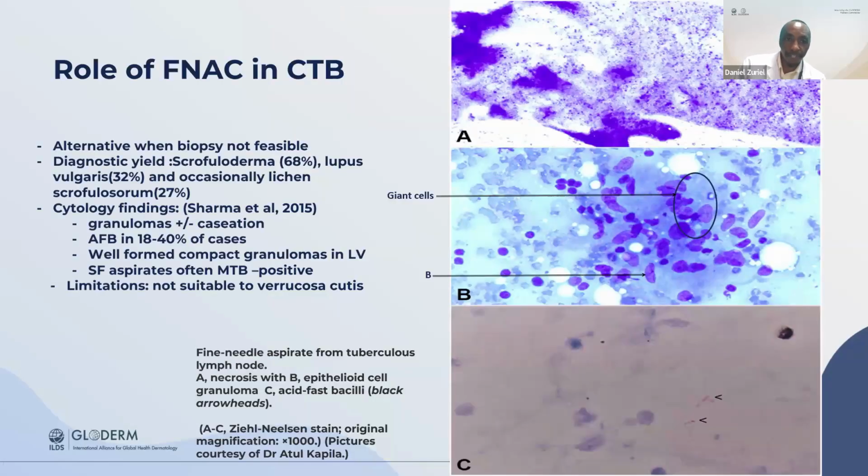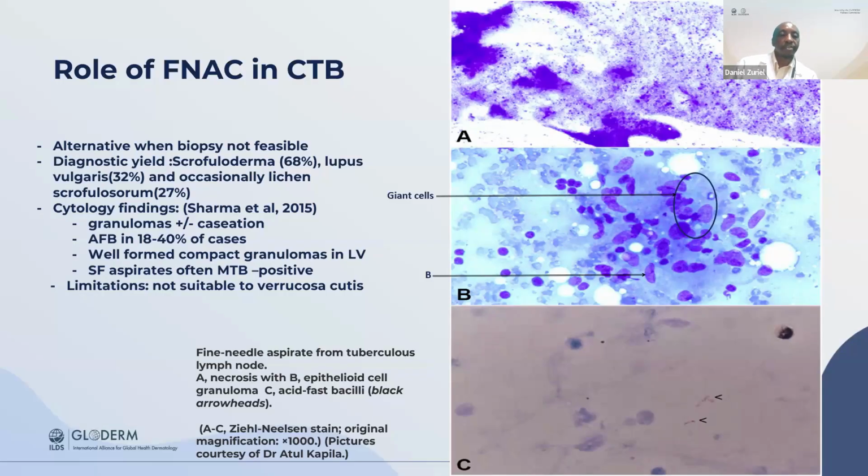What is the role of fine needle aspiration in cutaneous TB? It's an alternative to biopsy when not visible. Biopsy is pretty much the most reliable. With diagnostic yield, like in scrofuloderma, it's pretty good. You can get the bacilli in 68%, although these are paucibacillary situations. In lupus vulgaris, you can have 32%, and occasionally in lichen scrofulosorum you may be able to get it.